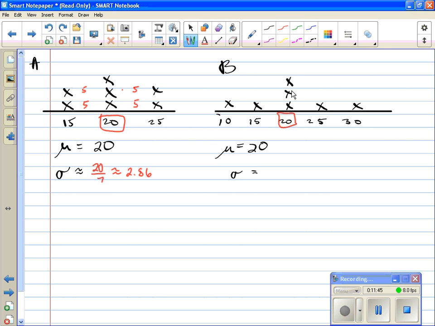How far is 10 away from 20? 10, 5, 5, 10. Add them all up, and I got 30. I'm still dividing by 7 because there's 7 different pieces. And what does that end up giving you? 4.2, not 1.6, right? So here you can see, the more spread out you get, the more distance you're going to have from the mean. So that's going to make a bigger standard deviation.